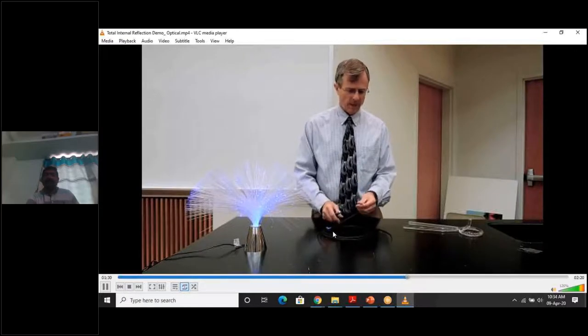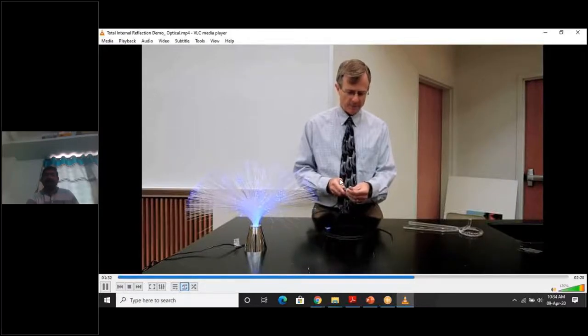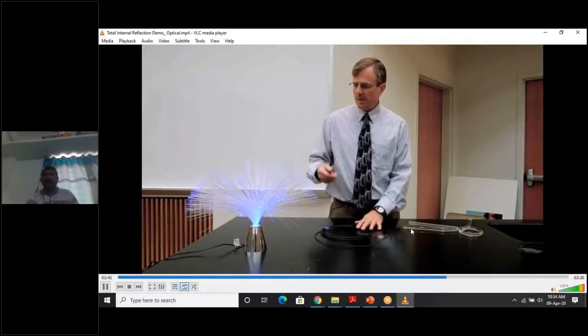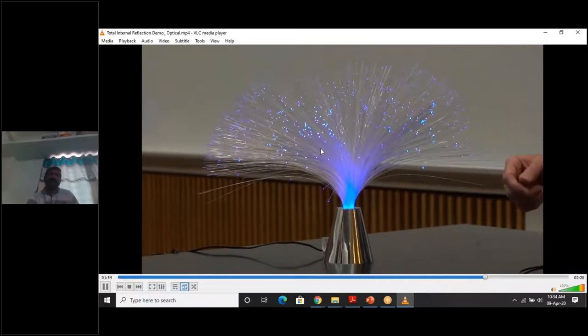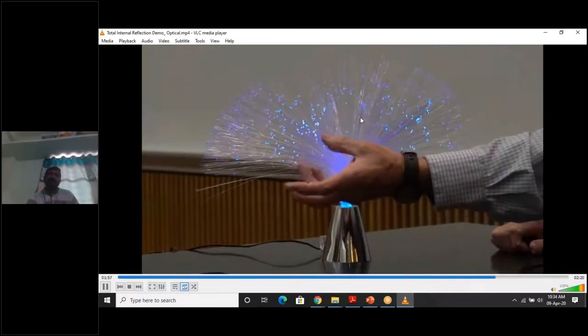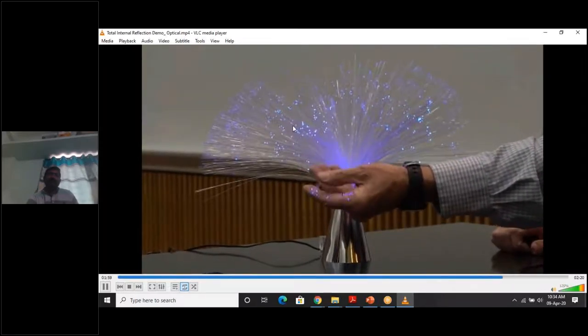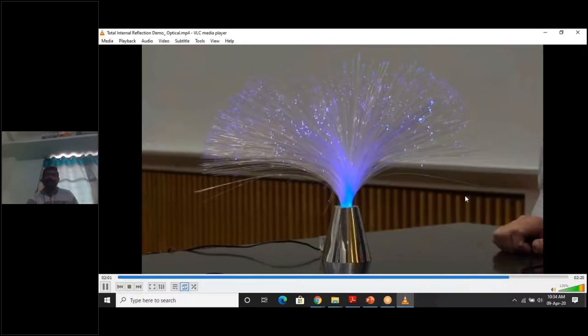This is another type of optical fiber. Here you see, one end of the optical fiber is illuminated with an LED and we are getting light at the other end, by the process of total internal reflection. So these are some demonstrations. You see, this is also optical fibers, which you generally see as household applications.